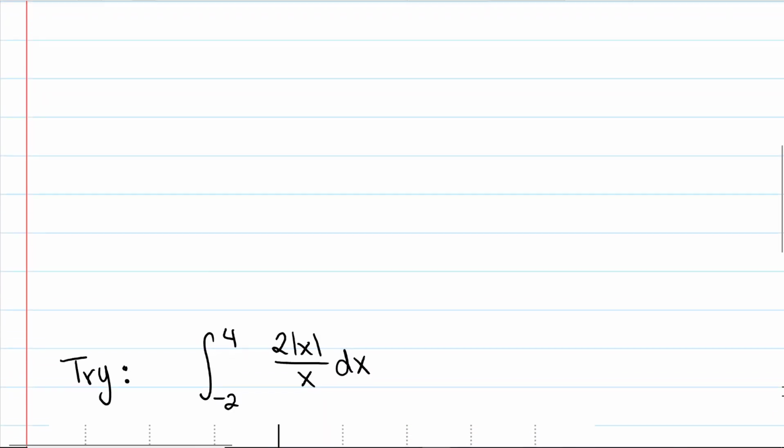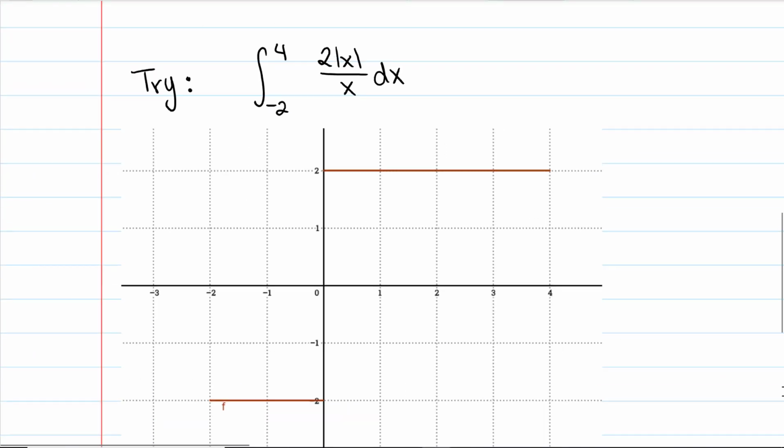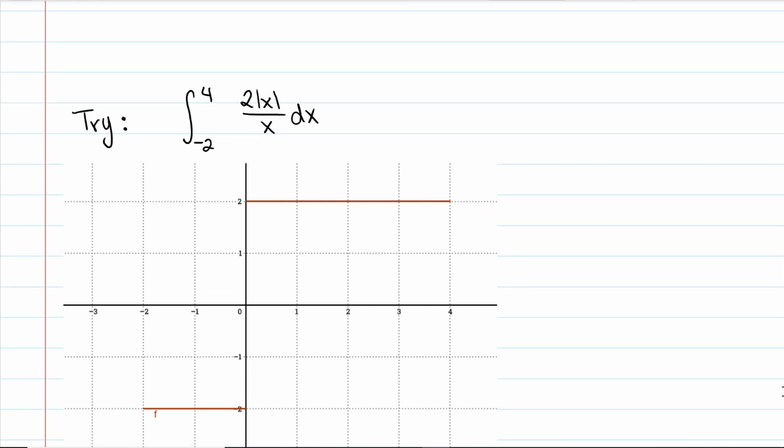Now I want you to try this one. The integral from -2 to 4 of 2 times the absolute value of x divided by x dx. So again, I recommend graphing this on your calculator and then looking at it to determine where it's discontinuous. So take a second now, pause the video, and solve this out. Okay, so if you graph it on your calculator, it should look something like this.